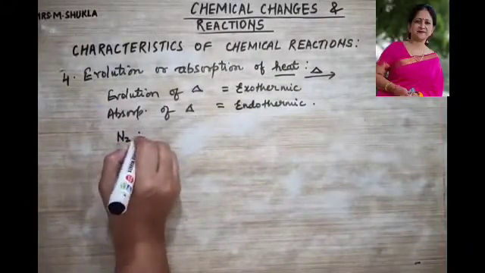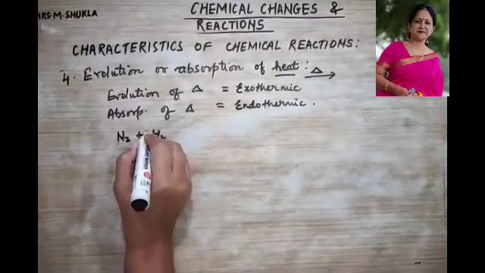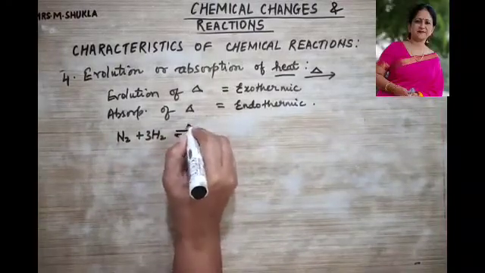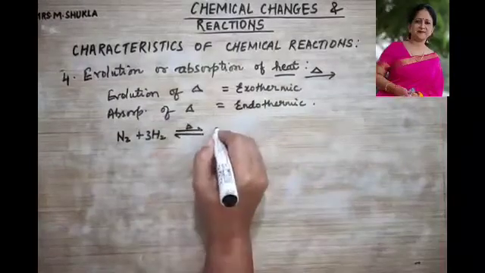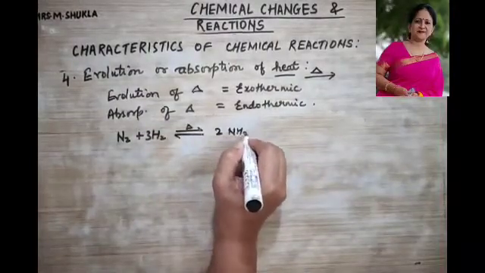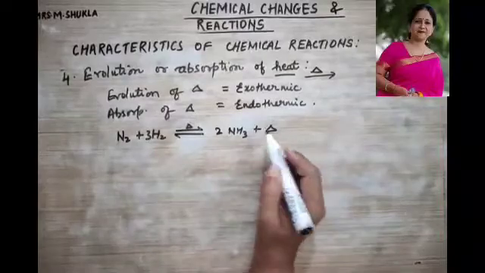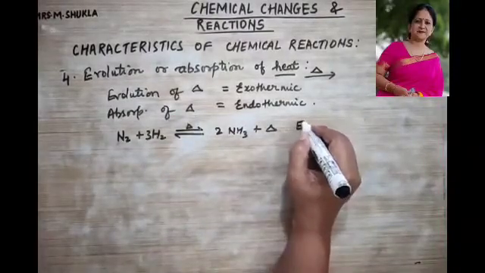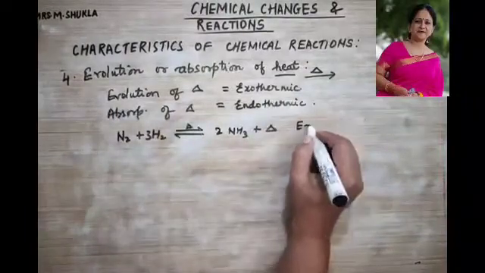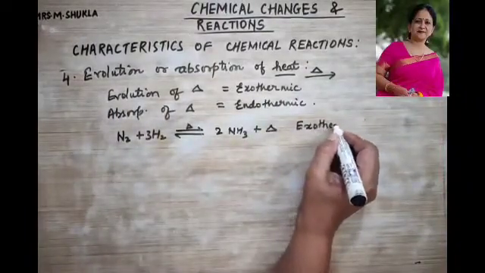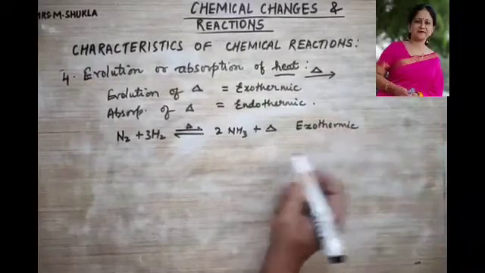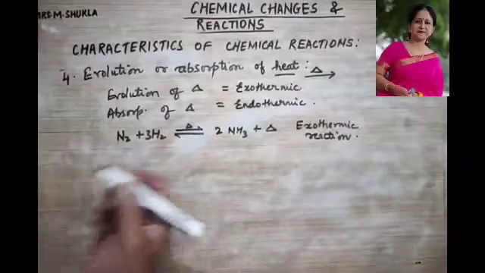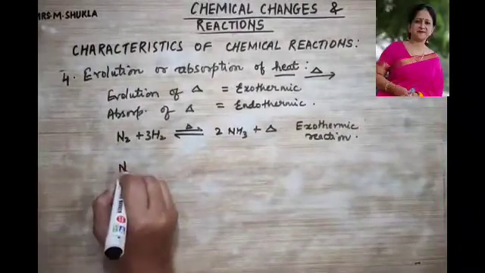Like nitrogen combines with three parts of hydrogen, and on heating it gives out lots and lots of heat. So gives out a lot of heat means plus lot of heat. What kind of a reaction is this? Evolution of a lot of heat. It is an exothermic reaction. Clear?